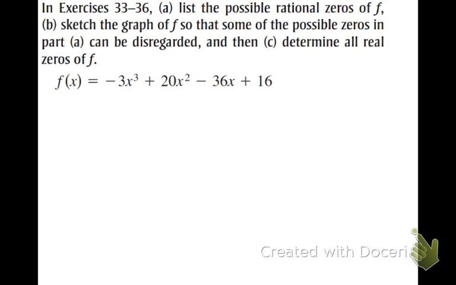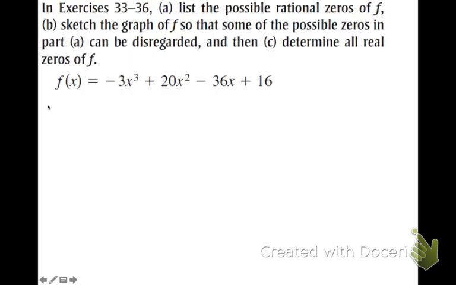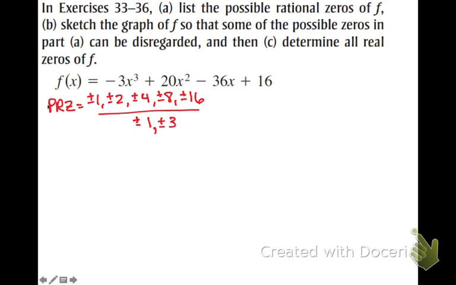Okay, so part A says PRZs, right? So PRZs are what? 1, 2, 8, 16 over 1 and 3. That's nice, right? This is a third degree, yes? Make it 1 and 3. Oh, yeah, sorry. Listen to Ethan. Sorry.